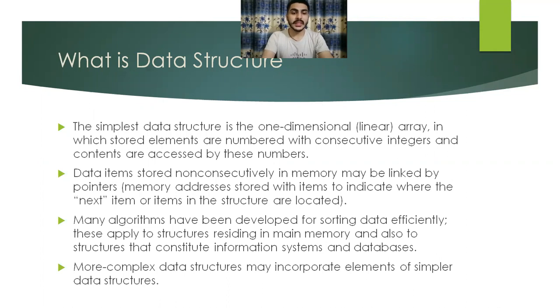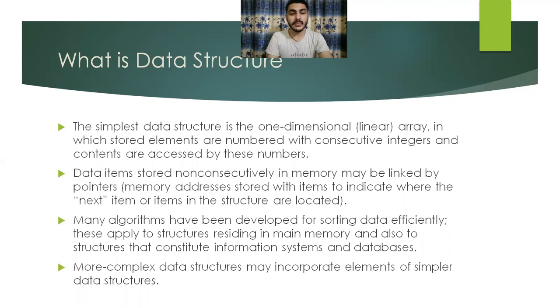The simplest data structure is the one-dimensional linear array, in which stored elements are numbered with consecutive integers and contents are accessed by these numbers. Data items stored non-consecutively in memory may be linked by pointers. Memory addresses stored with items to indicate where the next item or items in the structure are located.